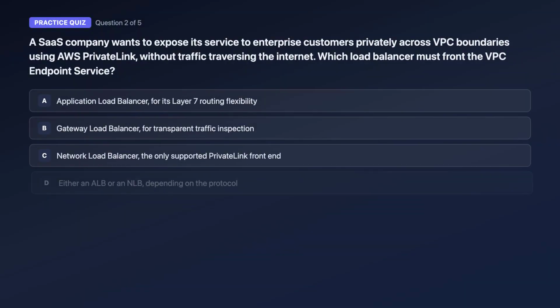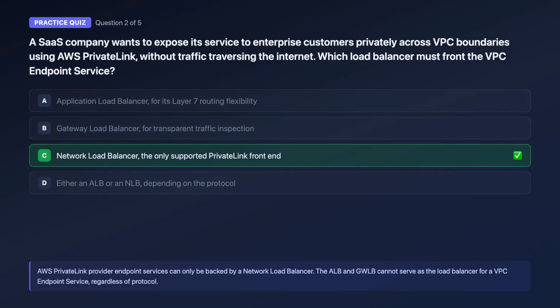Question 2. A SaaS company wants to expose its service to enterprise customers privately across VPC boundaries using PrivateLink with no internet path. Which load balancer must front the VPC endpoint service? Option A, the application load balancer for its routing flexibility. Option B, the gateway load balancer for transparent inspection. Option C, the network load balancer, the only supported PrivateLink front end. Or option D, either an ALB or an NLB depending on the protocol. Think about which constraint matters most here.